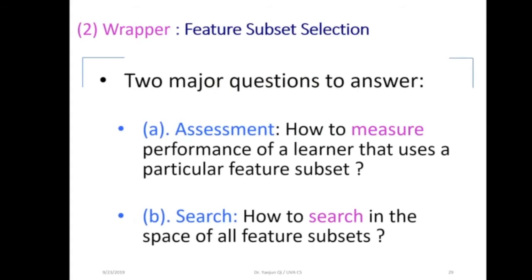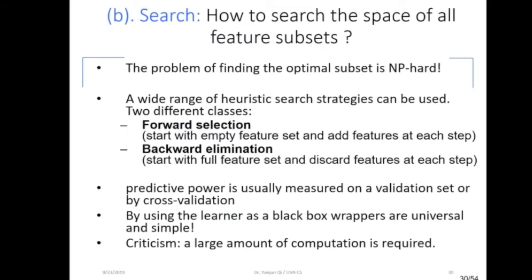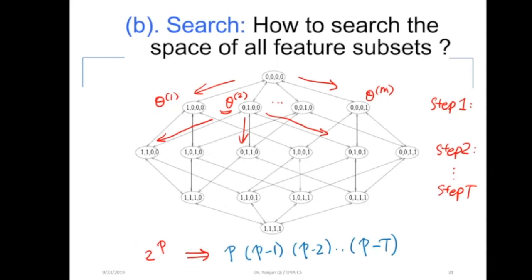I already emphasized many times how to measure the performance of a learner and how to search in the space of all the features. Because of the 2 to the p search space, all this category of methods use some kind of greedy-based search. The most classic and simple greedy approach is forward selection. The other is backward elimination. So what is forward and backward? Let's go see this.